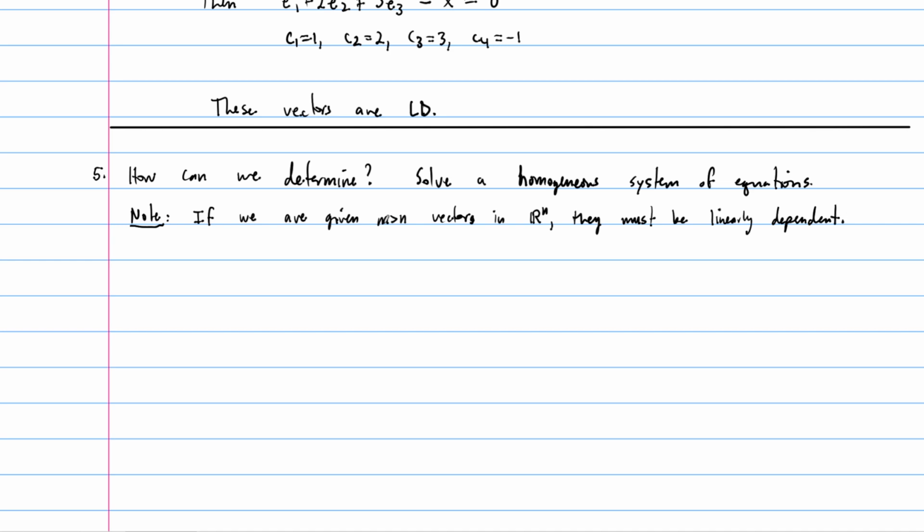Okay, so what we really need to consider are the cases when we have exactly n or maybe fewer than n. All right, so let's look at one way that we could solve this. So here's an example that will help motivate how we can do this in the future.